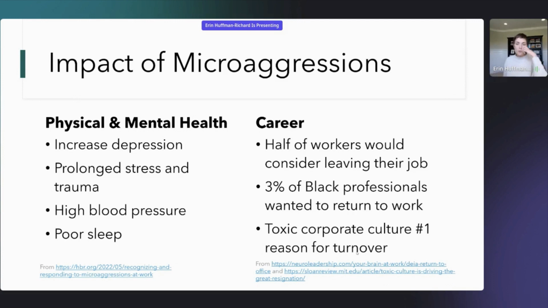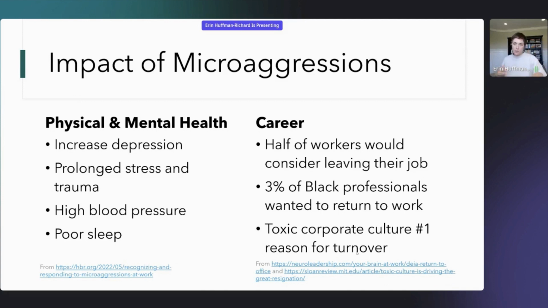Another study was done in 2021, when lots of the conversations were about when individuals are going to come back physically to work in the office. And there was a study done that showed only 3% of Black professionals wanted to actually return to work in the office. And the reason for this is because of the depth and breadth of the microaggressions that were occurring on a daily basis in the workplace. Really, the psychological harm that was being felt.